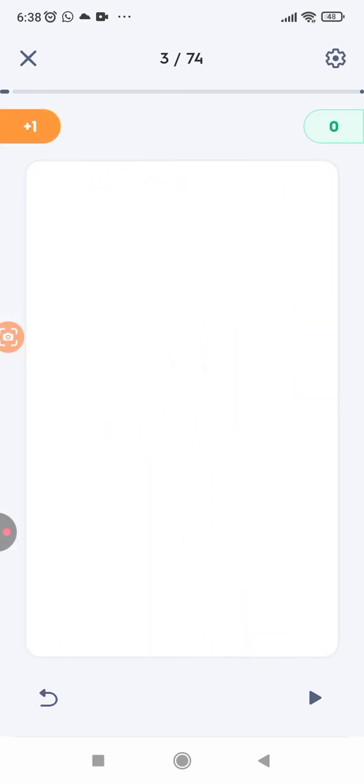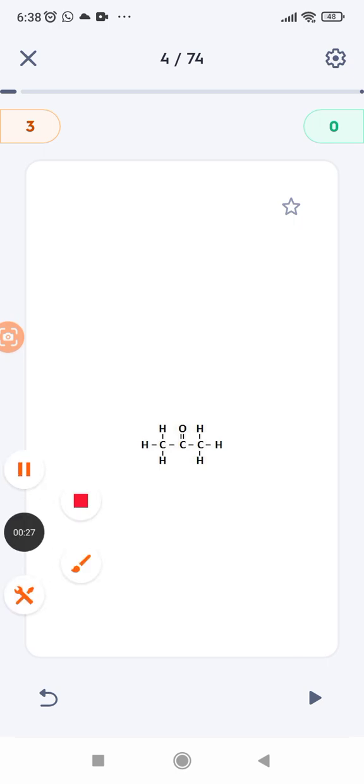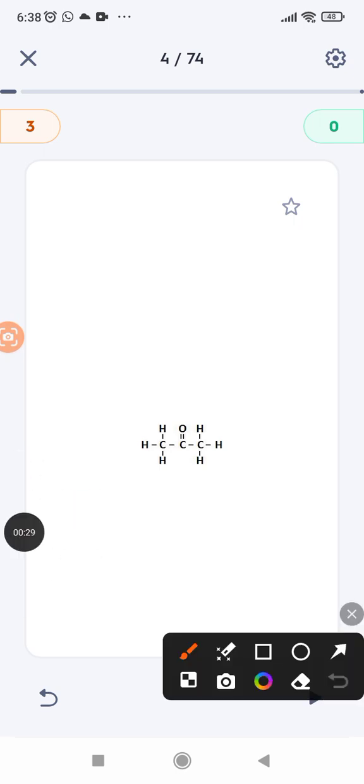This is an aromatic ring. And now next is a ketone. Here we can see the formula of a ketone. C double bond oxygen is a functional group here. This is the ketone.